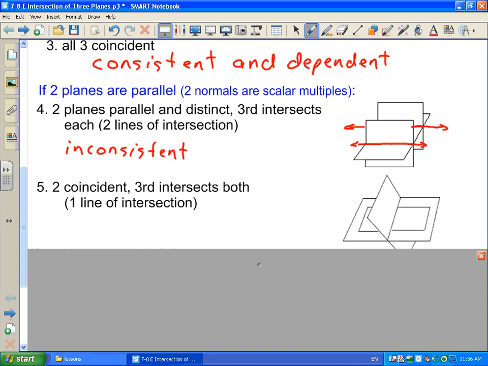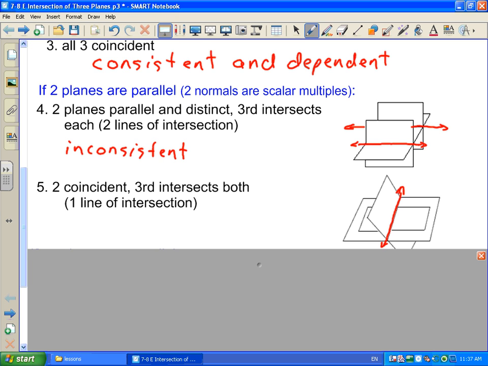The other possibility in this section is we can have two planes that are coincident, that are essentially the same plane, as we've shown here, one inside the other. And the third one comes along and intersects both of them. So in this case, we're going to have a single line of intersection. I sort of draw that in here.